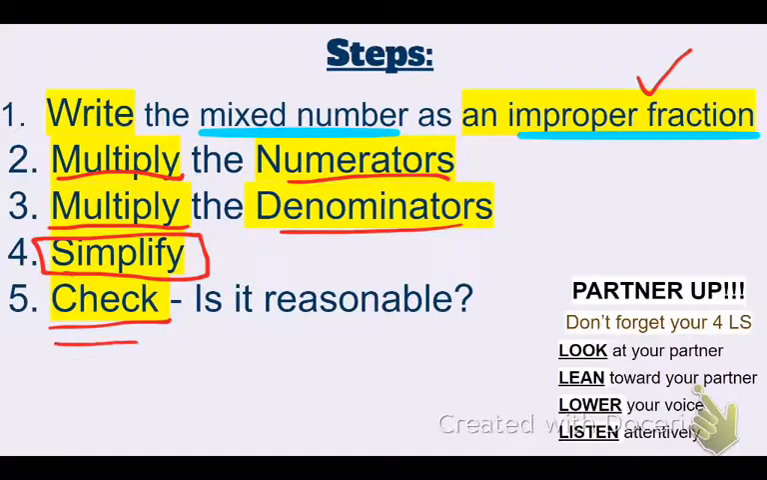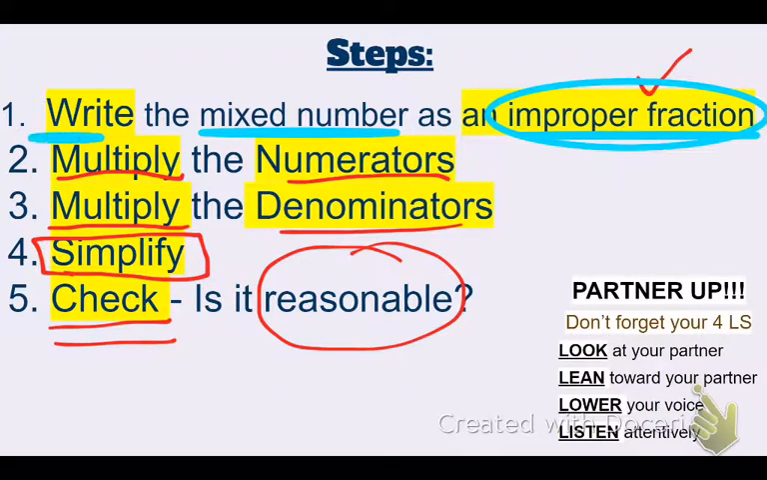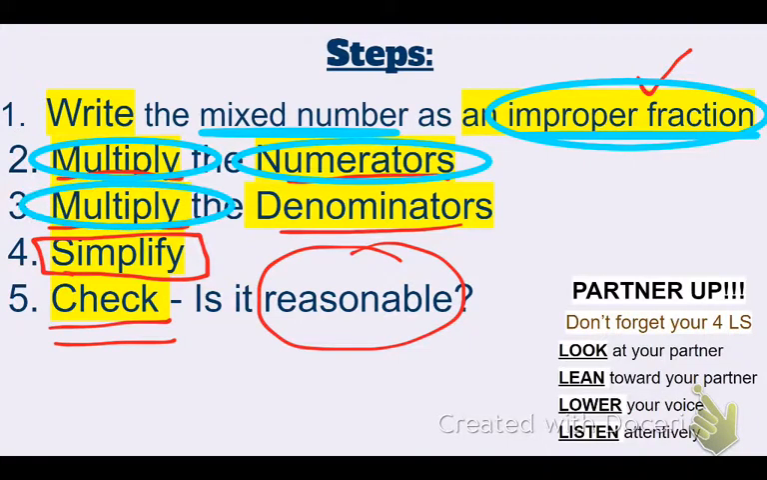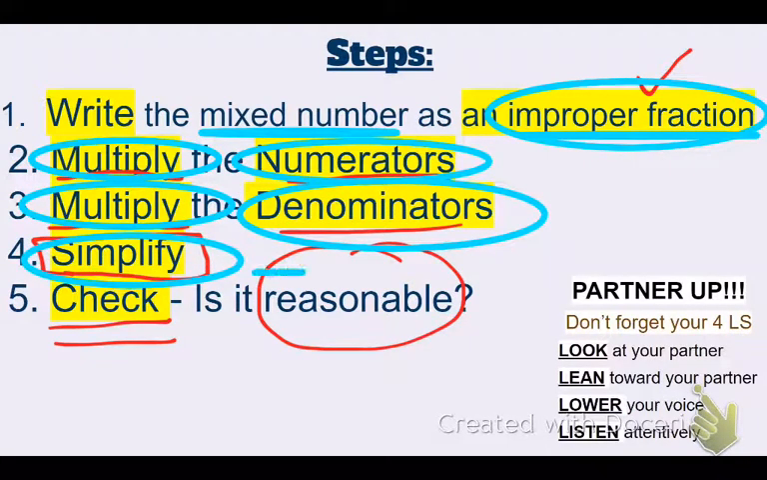And is it reasonable? Did you finish? Can you simplify any more? Or are you truly done? 1, make that improper fraction. 2, multiply the numerator. Then multiply the denominator. Finally, simplify and make sure you've simplified it correctly all the way down.